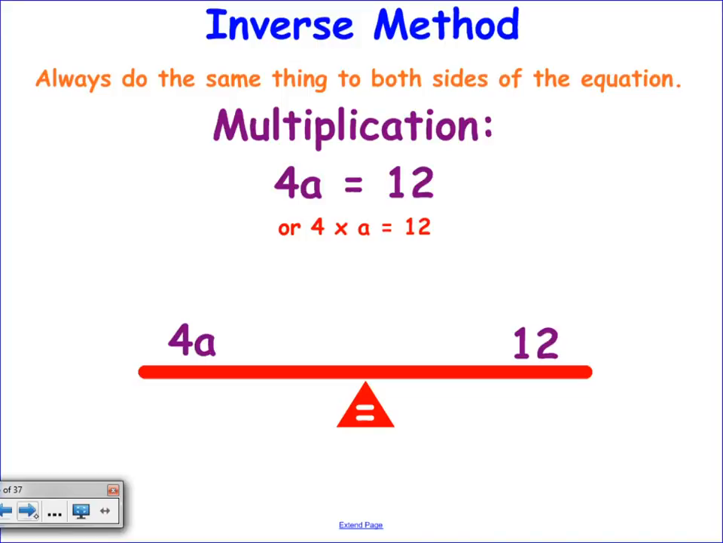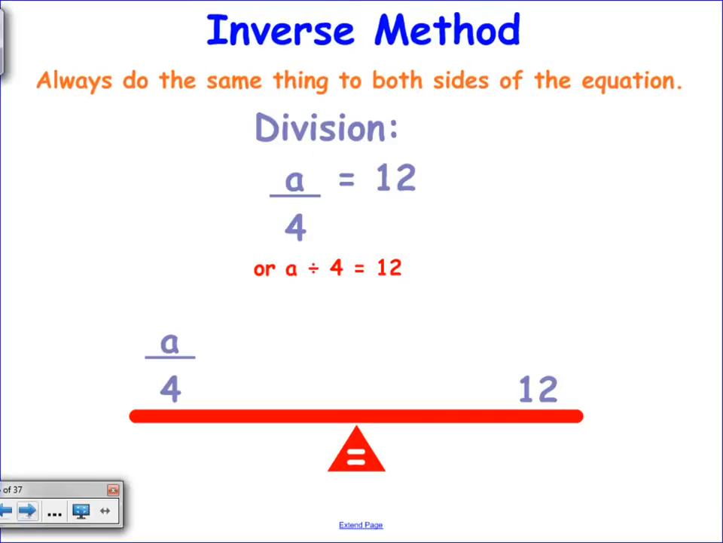4a equals 12. Going back to our basics means 4 times a. So if I've got 4a equals 12, what's the opposite of multiplying a by 4? Divide it by 4. If I divide this side by 4, we divide that side by 4. So a is now all on its own on the left, and on the right. Happy? Okay. Final one, division.